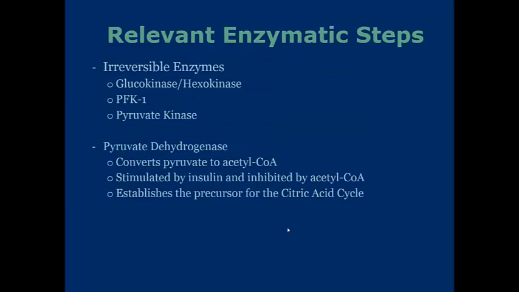There are a few relevant enzymatic steps when we look at glycolysis: glucokinase and hexokinase, PFK1, and pyruvate kinase. These are irreversible, meaning that once the reaction goes past this point, it can no longer revert. Pyruvate dehydrogenase converts pyruvate to acetyl coenzyme A. This is also stimulated by insulin and inhibited by feedback inhibition by acetyl-CoA, which is its own product. This is the precursor for the citric acid cycle, but again, without the presence of oxygen, the citric acid cycle will not proceed and thus leads to fermentation.